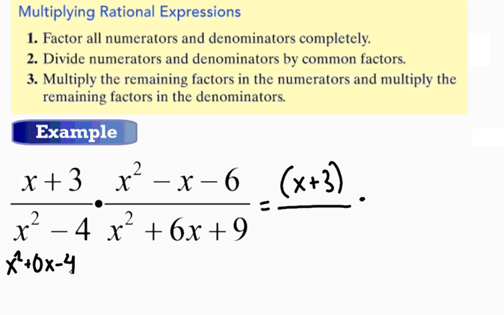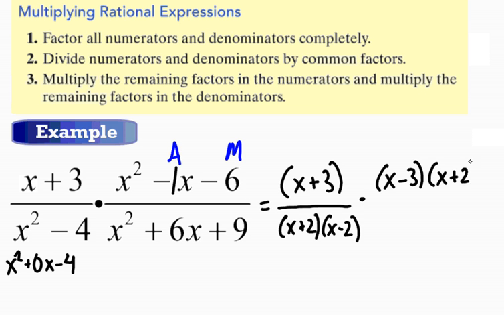It's a difference of squares. So it's always got to be the plus and minus of the square root of this number. So x plus 2, x minus 2. Factor the right rational expression. I need two numbers that multiply to be -6 and add up to be -1. That's going to be -3 and plus 2.